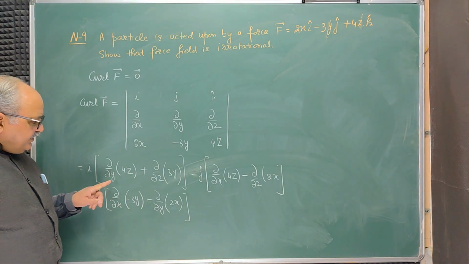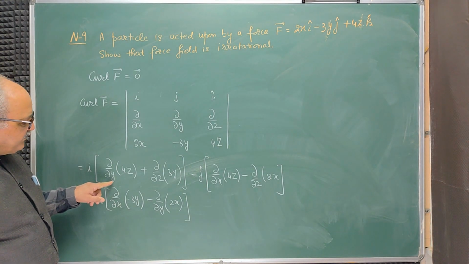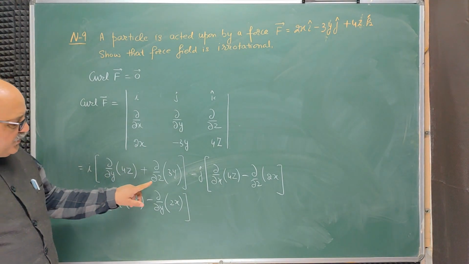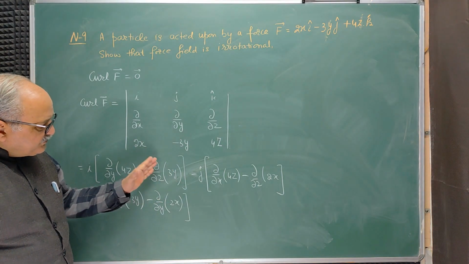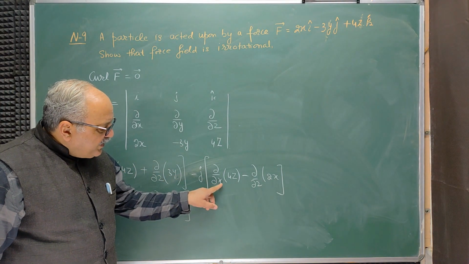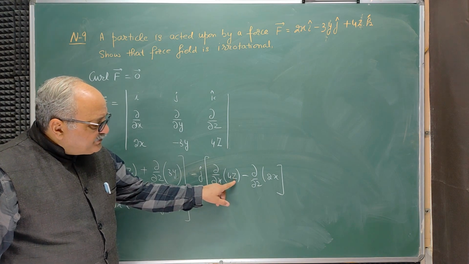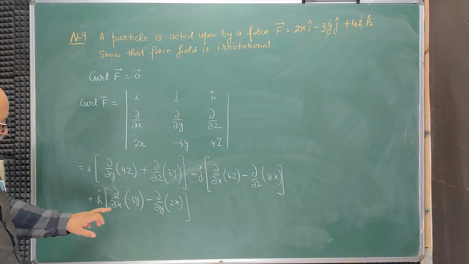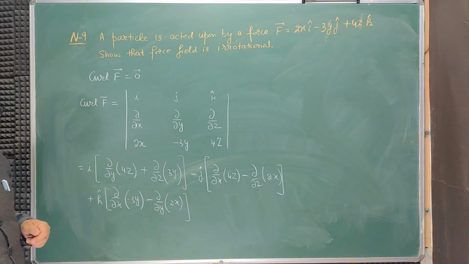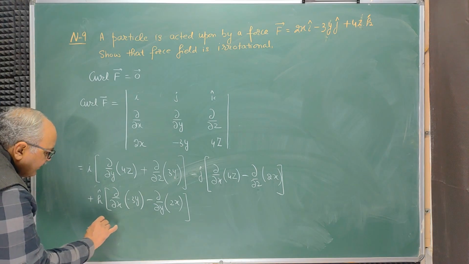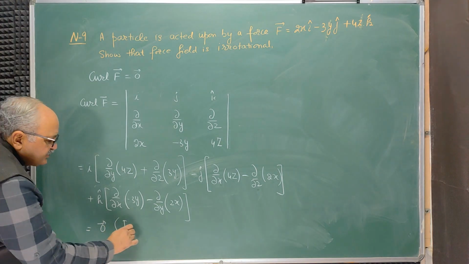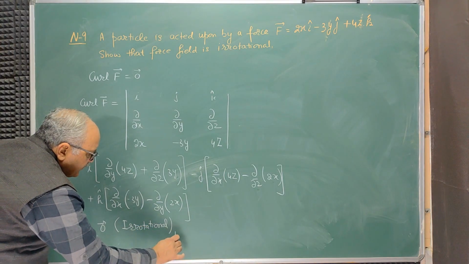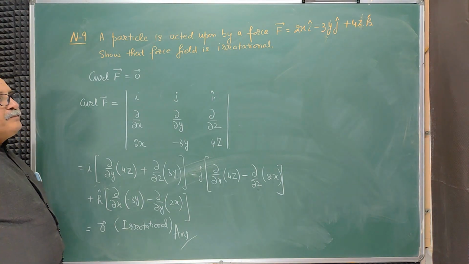Now you can very well see, since we are taking a partial derivative and there is no y term here, its derivative is 0. This is z and there is no z here, even this is 0. We have to take a partial derivative with x and there is no x here. We have to take a partial derivative of z and there is no z here. And same is the story for these two terms also. So ultimately we are going to get 0 vector, which means the force is irrotational. This is your answer for question number 9.